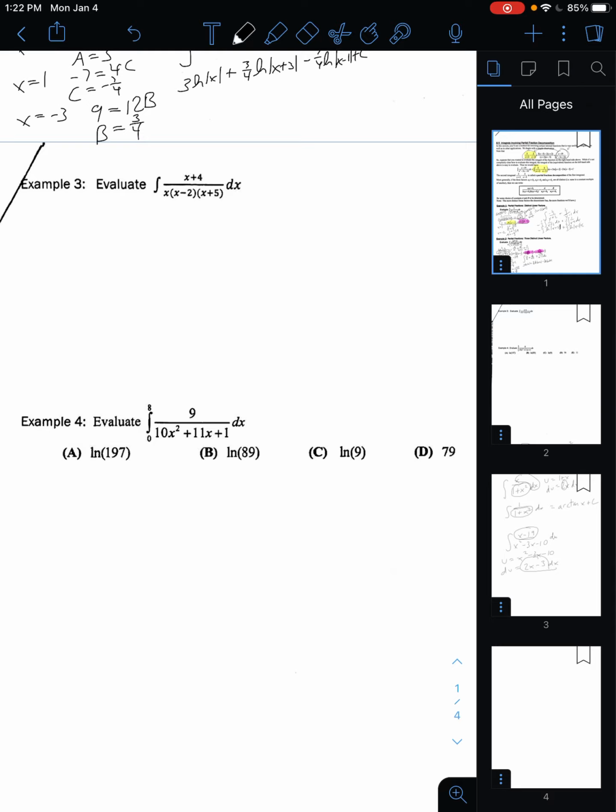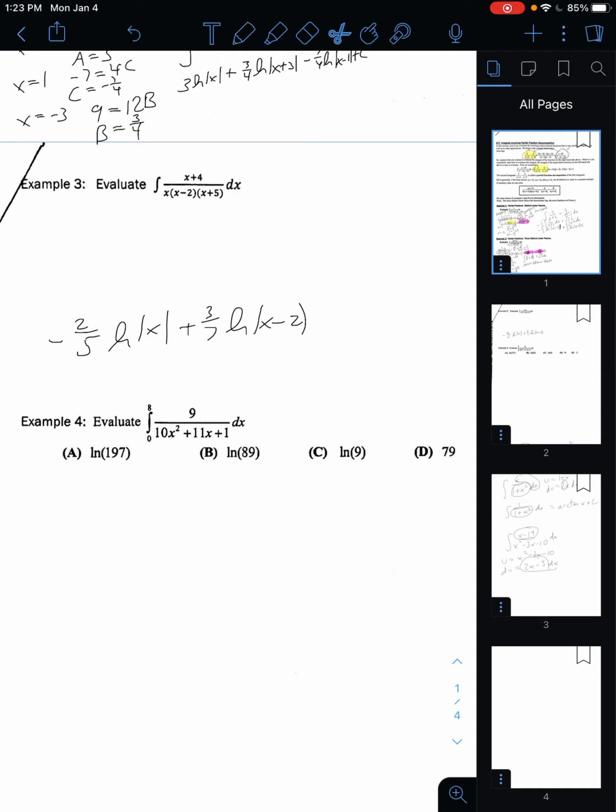All right, I was just going to write the answer, but I don't know. Maybe I'll write the answer, and then if you have questions, you guys can let me know. So here's what the answer should be. Negative 2/5 natural log absolute value of x plus 3/7 natural log absolute value of x minus 2.